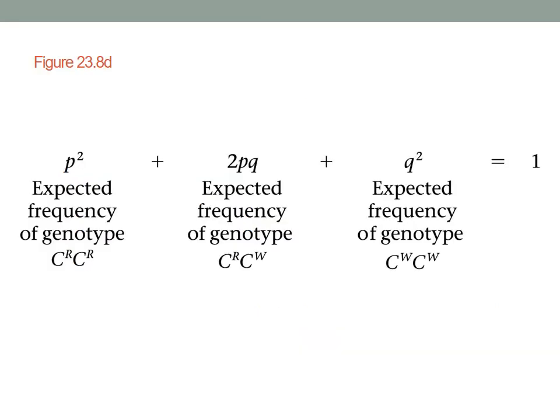Hopefully you remember P squared plus 2PQ plus Q squared equals 1. And here you can see that the P squared is going to be CRCR, so then P is going to be just CR. 2PQ is CRCW, and Q squared is CWCW, with Q then being just CW. Got it? Okay.